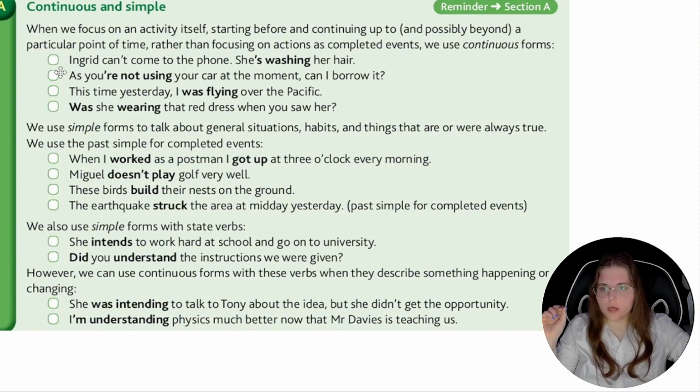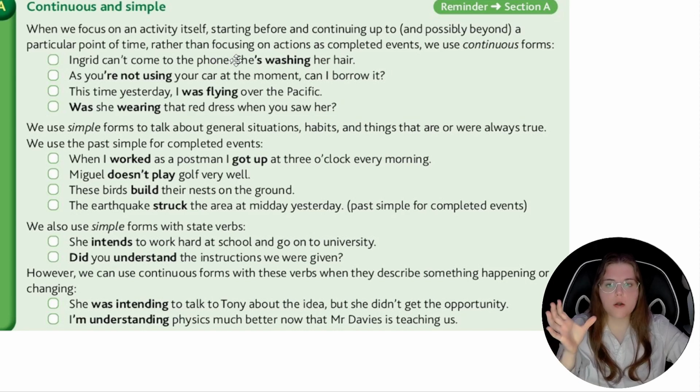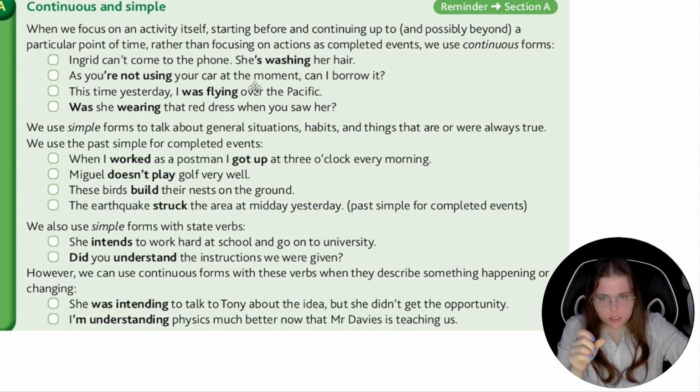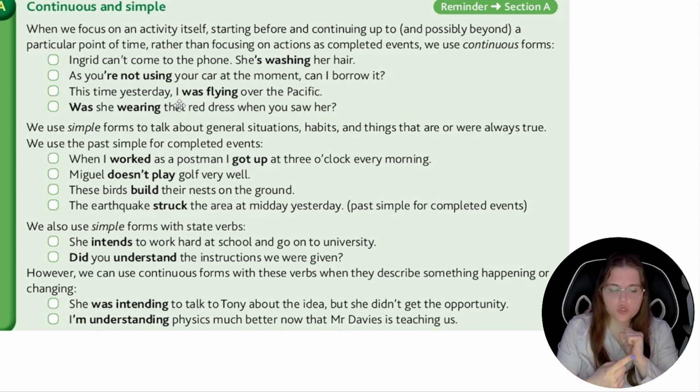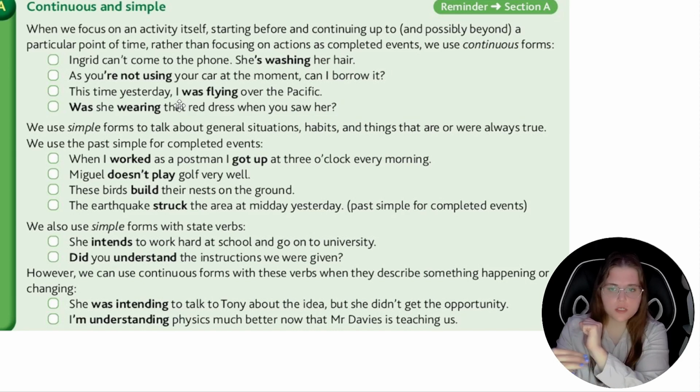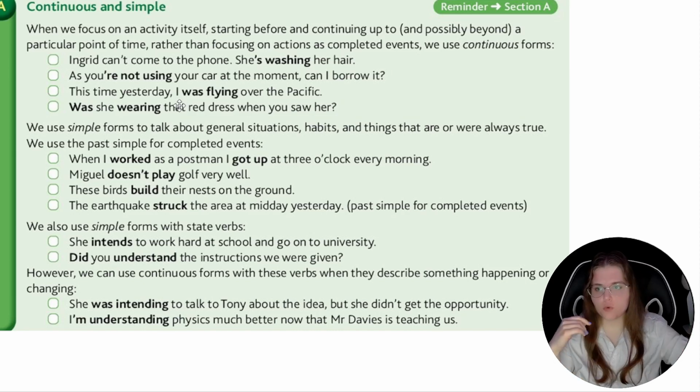For example, Ingrid can't come to the phone. She is washing her hair right now. As you are not using your car at the moment, can I borrow it? You are not using your car right now, at the moment. This time yesterday, I was flying over the Pacific Ocean. This time yesterday, a point of time which was in the past, a particular point of time, and I was flying over the Pacific Ocean.